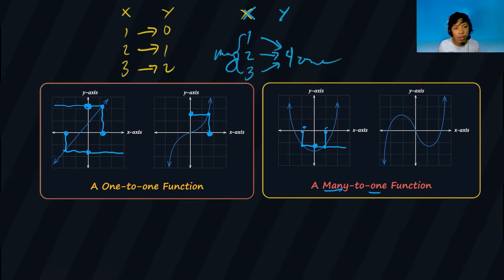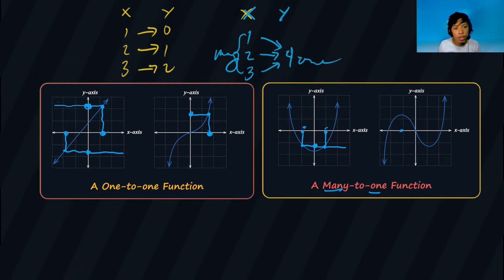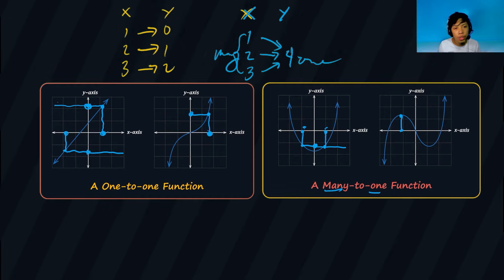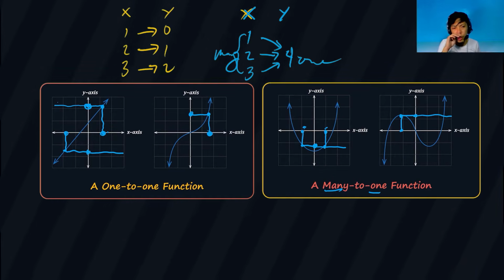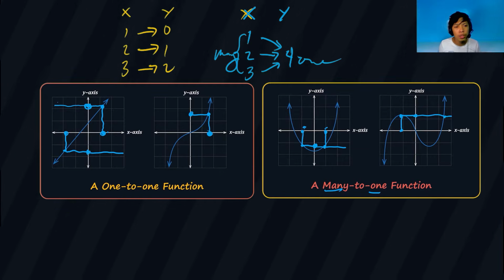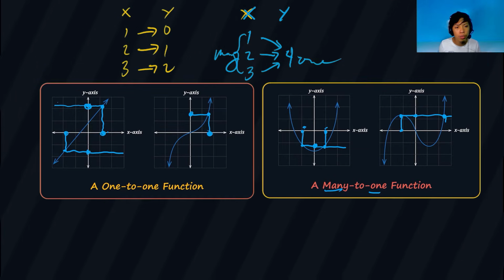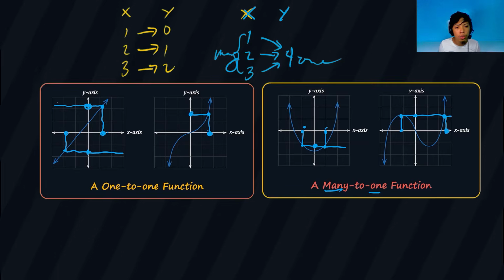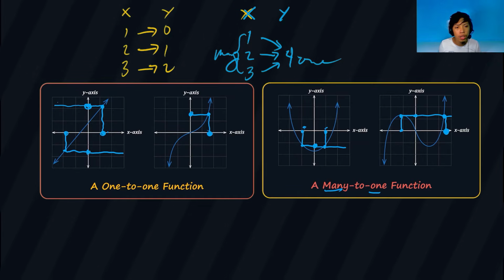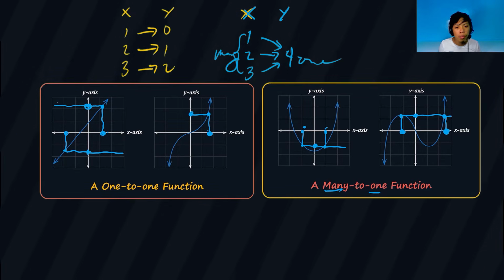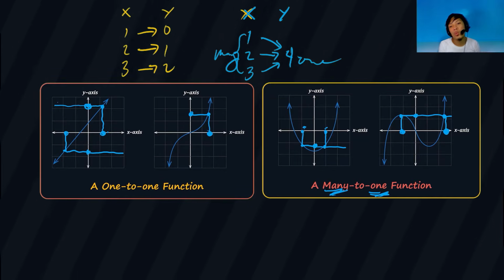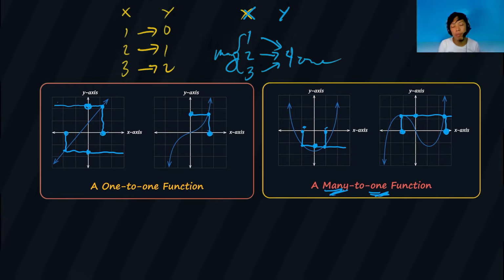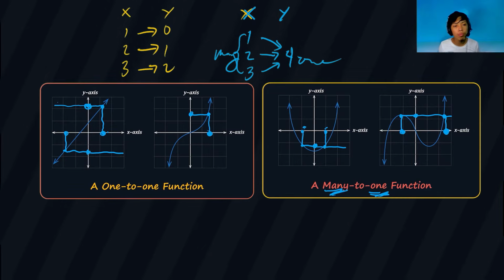The same here. If you project this point here and project it to the y, and if you extend this line, it will intersect the graph here, and you can still project this to x. So there are 2x, this one and this one, to 1y. Many to 1. Okay? So that's the difference between one-to-one function and many-to-one function.